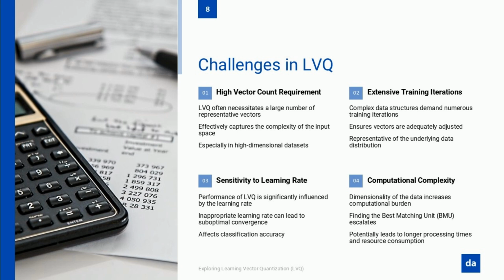Next, let's talk about computational complexity. While LVQ is way more efficient than KNN, it's not immune to scaling issues. If your dataset is massive, you need more representative vectors to capture all the patterns, and that increases the training time. Imagine trying to summarize a 1,000-page book with just 3 sentences. You'd need more points to truly represent the data. And here's where things get tricky.